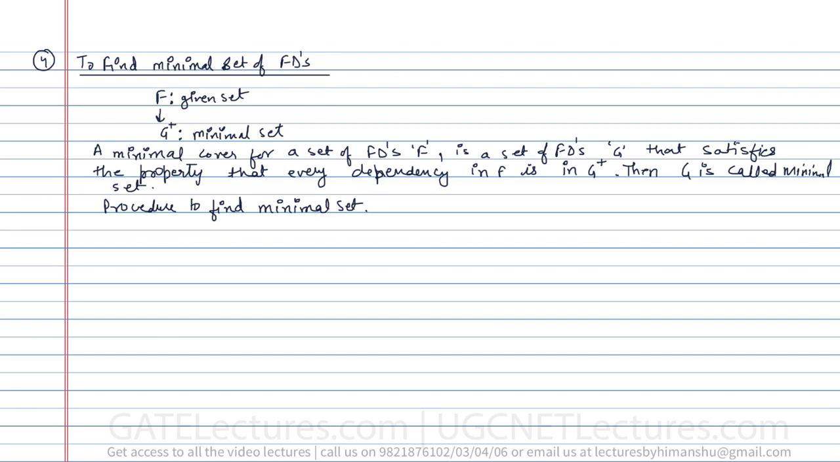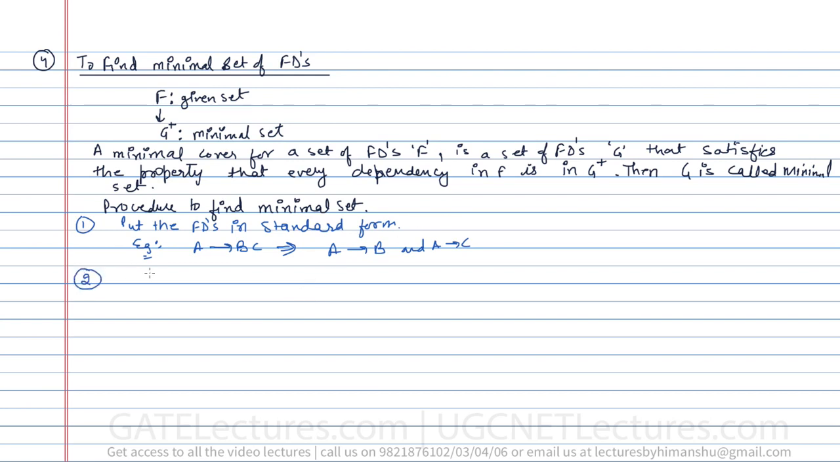Okay, so we'll have different steps. Step 1: put the functional dependencies in the standard form. So what is the standard form? If some functional dependency is given like A determines BC, then you can convert it to A determines B and A determines C. If you have any functional dependency like this, first of all put it in the standard form.